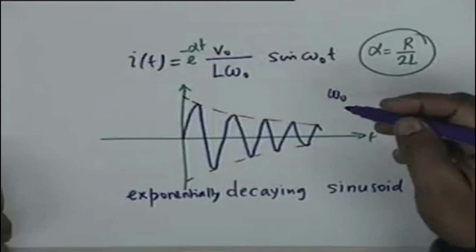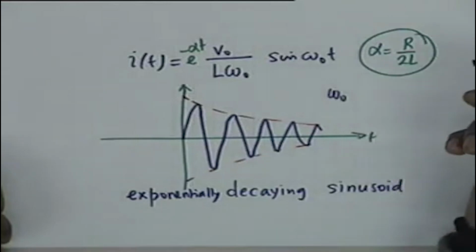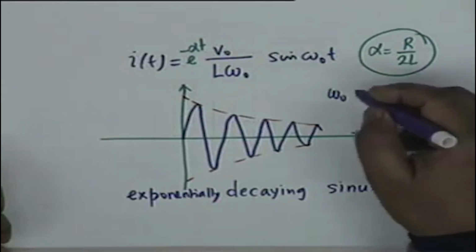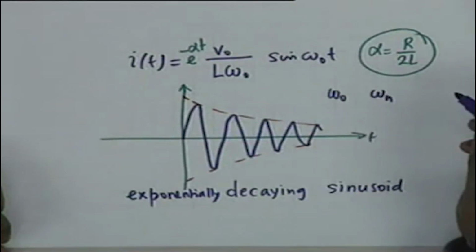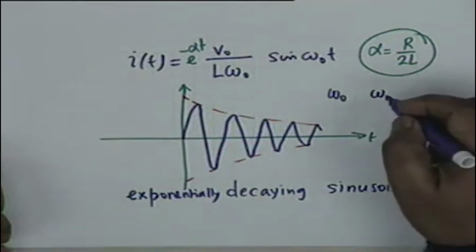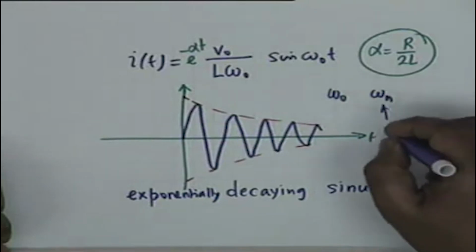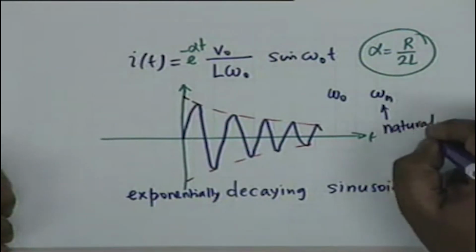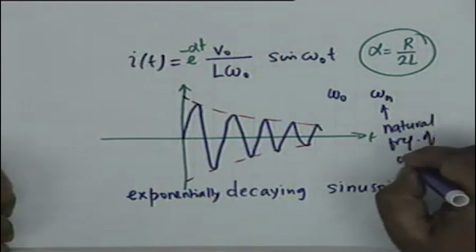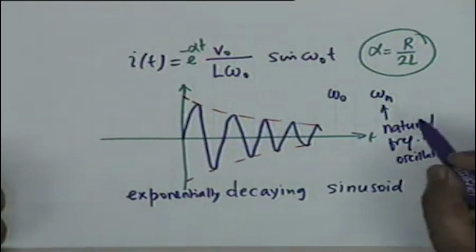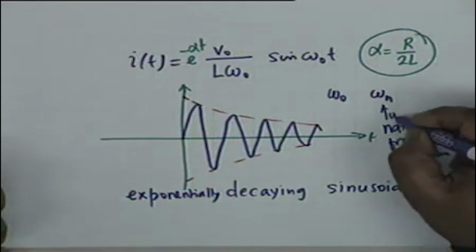You now get a physical significance of the quantity omega 0. Omega 0 is obviously the damped frequency of oscillation, or frequency of oscillation under the damped condition, and omega n then is the frequency of oscillation under undamped condition, and omega n therefore is called the natural frequency of oscillation. That is, if the damping was equal to 0, then the undamped natural frequency of oscillation.